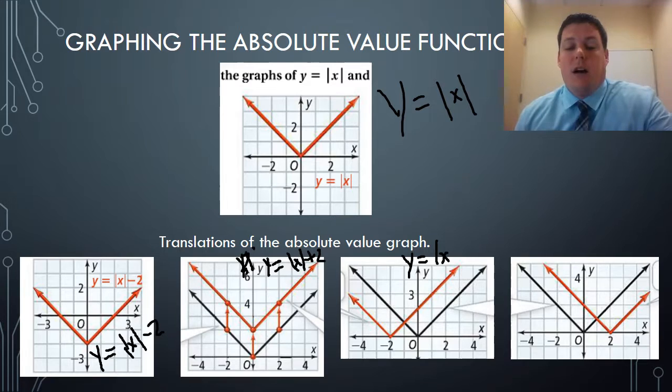So if we have y equals the absolute value of x plus 2 inside the absolute value sign, we are shifting it to the left. Even though it's plus 2, since it's inside this absolute value, we're doing the opposite. So we're going left 2. Then this one here would be y equals the absolute value of x minus 2. So we're shifting it right 2.